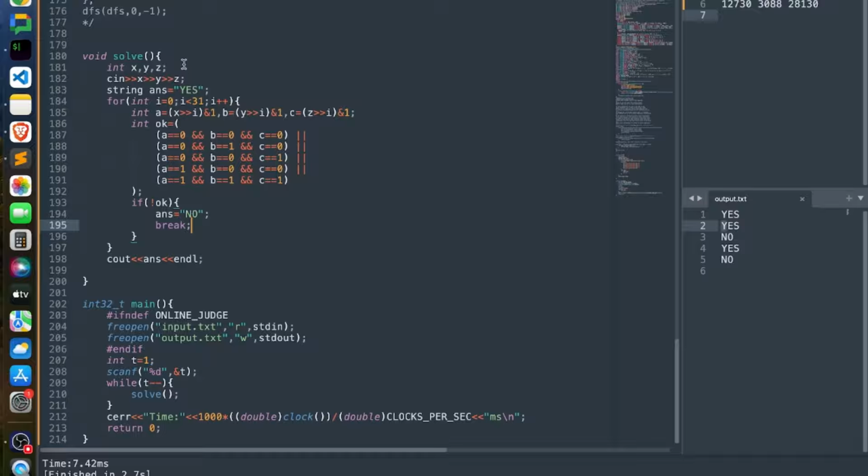Otherwise your answer is going to be yes. Otherwise your answer is going to be no, right? So this condition should be valid for all the bits. So yeah, this is all about the second problem.